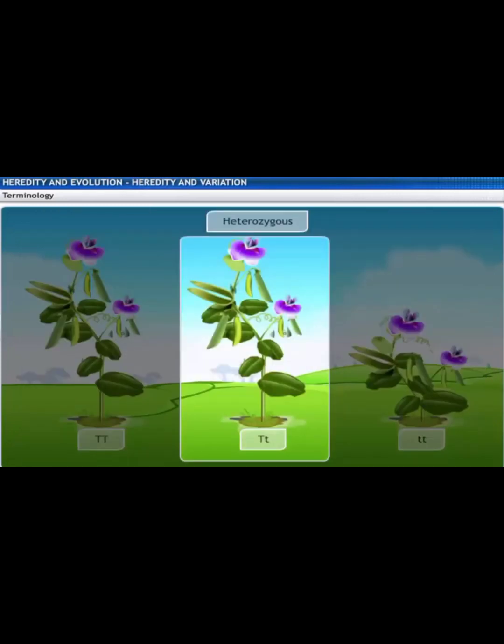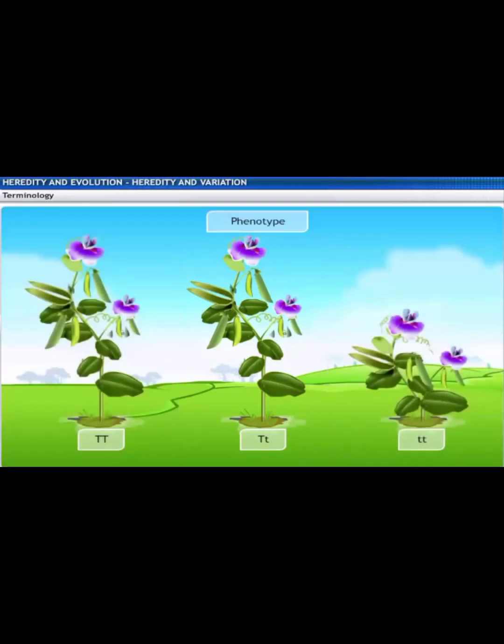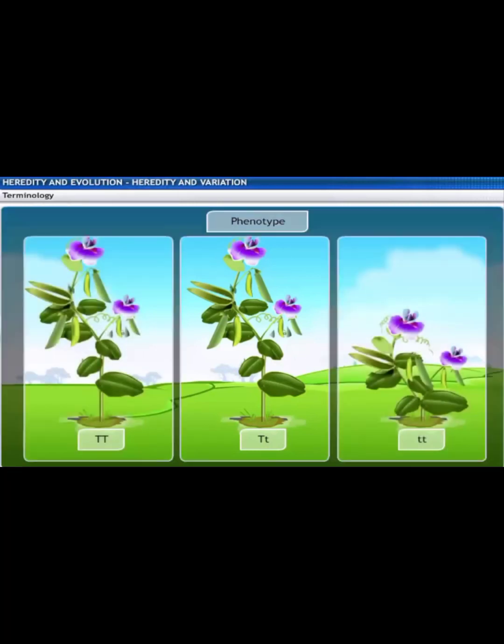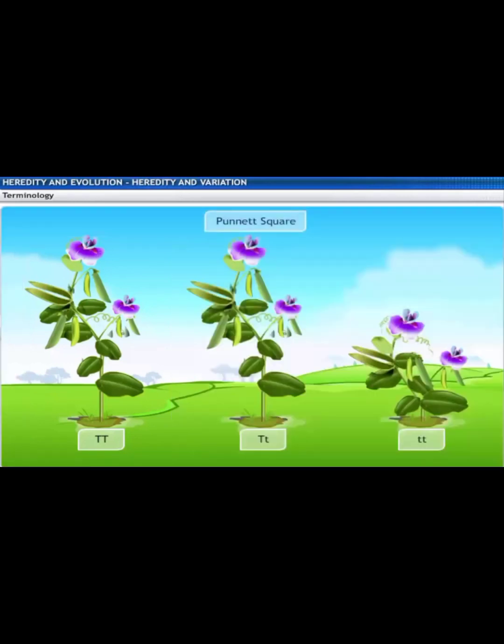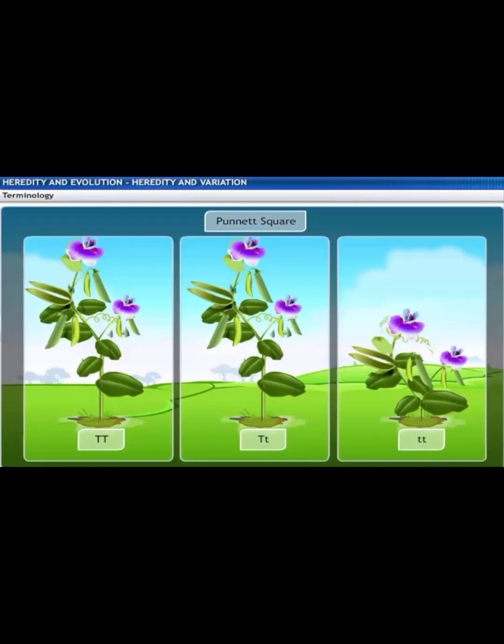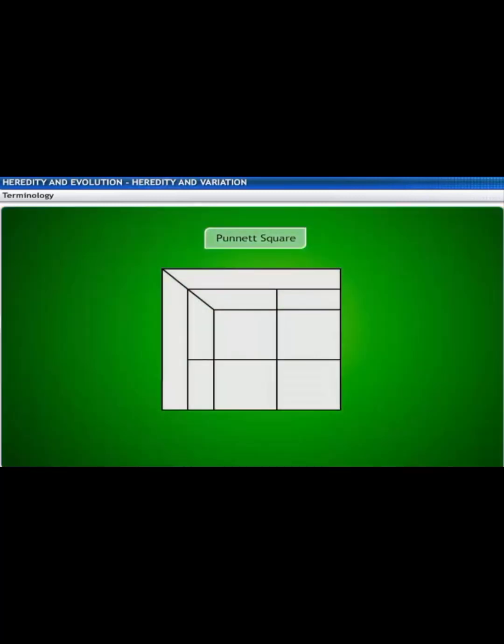Yet another important term is a phenotype. Phenotype is the physical appearance resulting from a genotype. For example, if a particular plant is tall, it is the tall phenotype. A Punnett square helps to predict the possible genotypes and phenotypes of offspring. Let's see how to make a Punnett square.